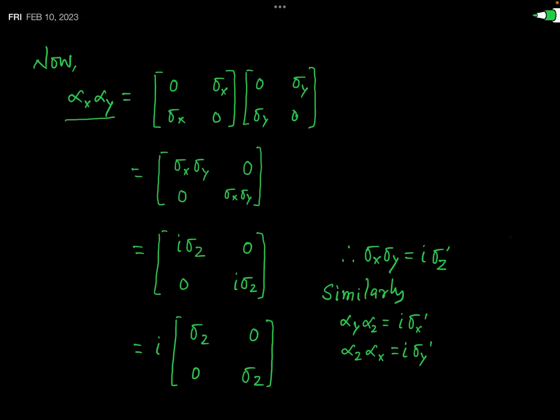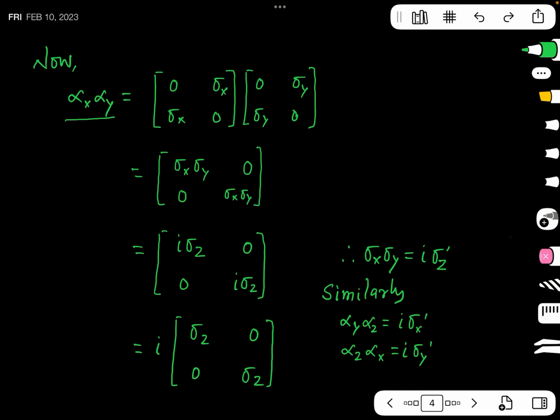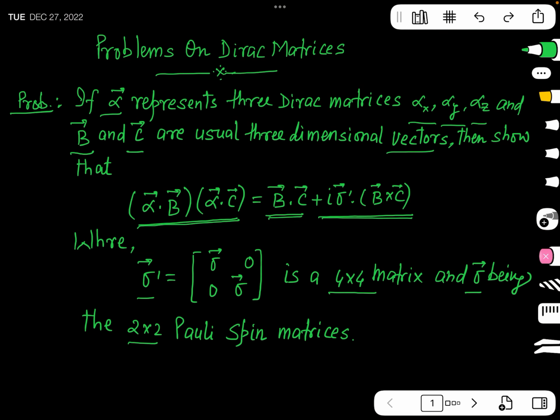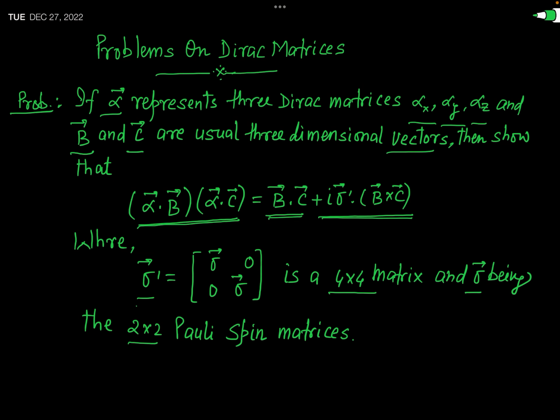As you can see in our problem, it is given that the 4 by 4 matrix sigma prime is equal to this matrix. Okay, sigma 0 0 sigma, where sigma are the Pauli spin matrices.